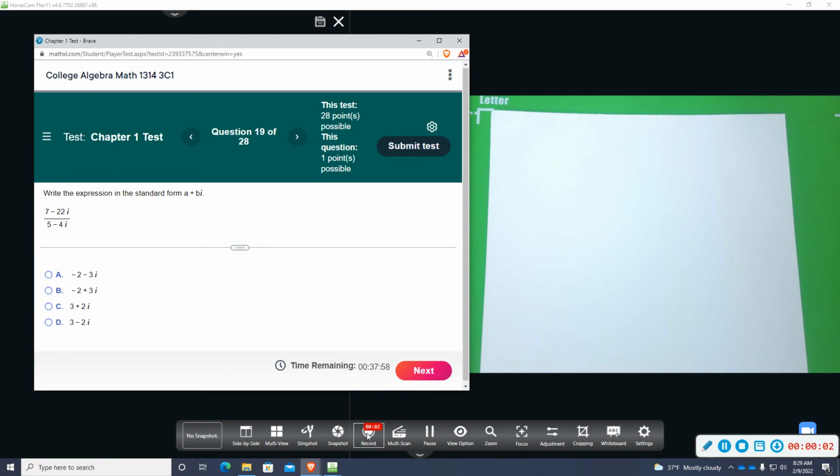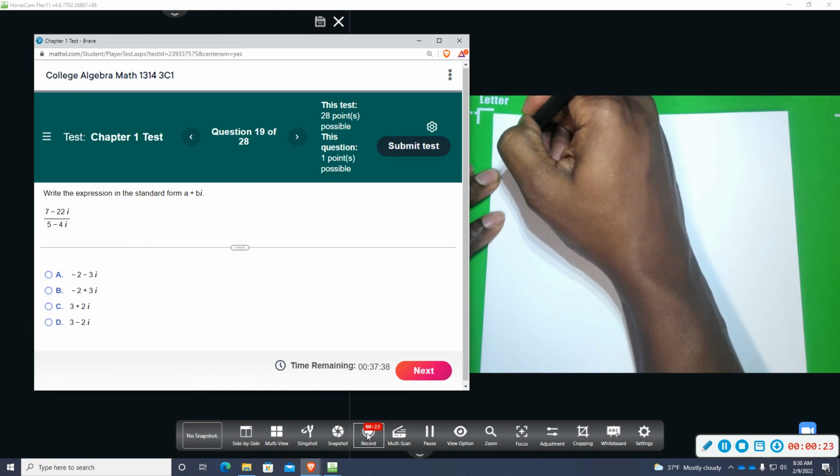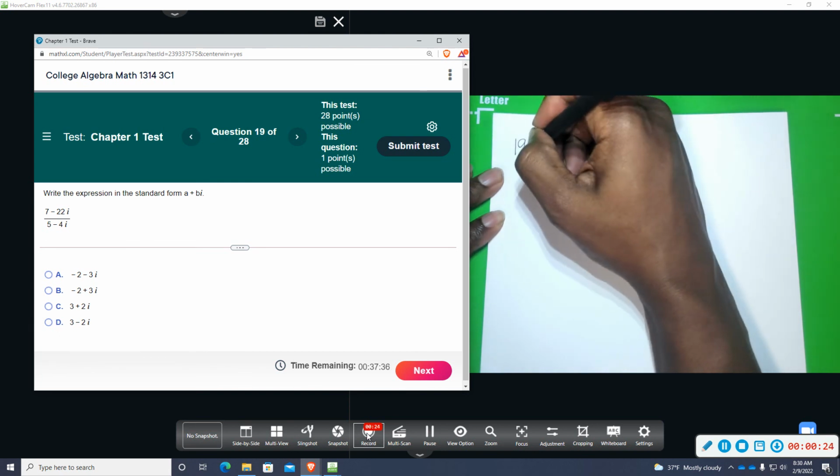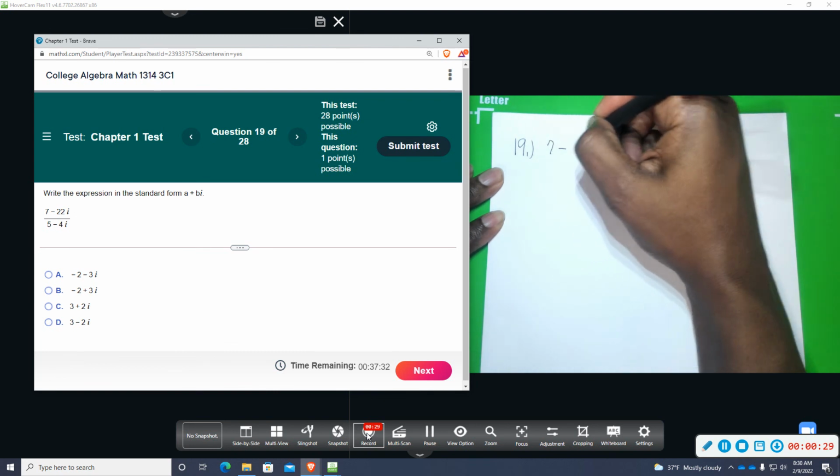Number 19, we want to write this expression in standard form. And what we need to do with this problem is rationalize the denominator. They don't say it, but you do need to understand that when you see a problem of this type with an imaginary or a square root on the bottom, we have to rationalize the denominator.